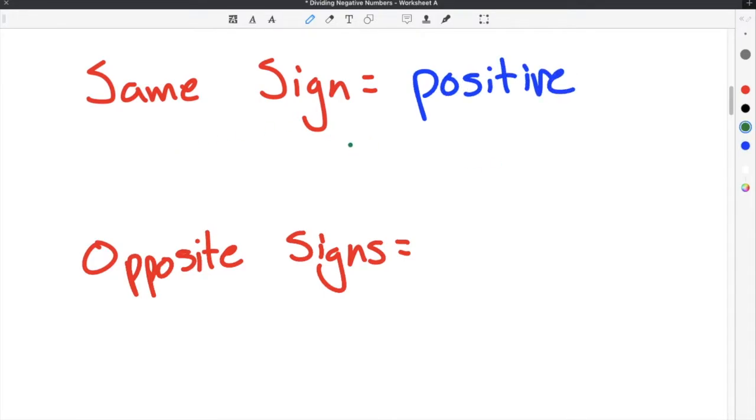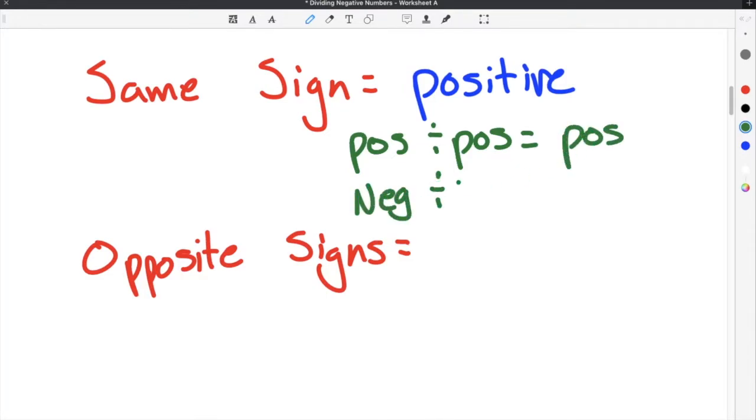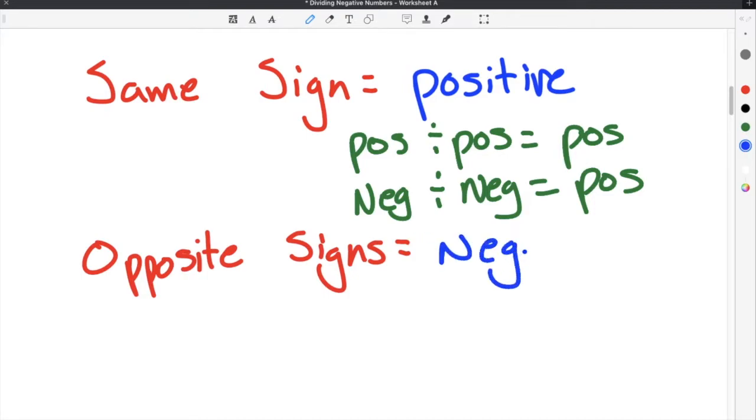This means if you have a positive number divided by another positive number, your answer will be positive. Or if you have a negative number divided by another negative number, so they have the same sign, your answer will also be positive. When you're dividing two numbers that have opposite signs, your answer will be negative.